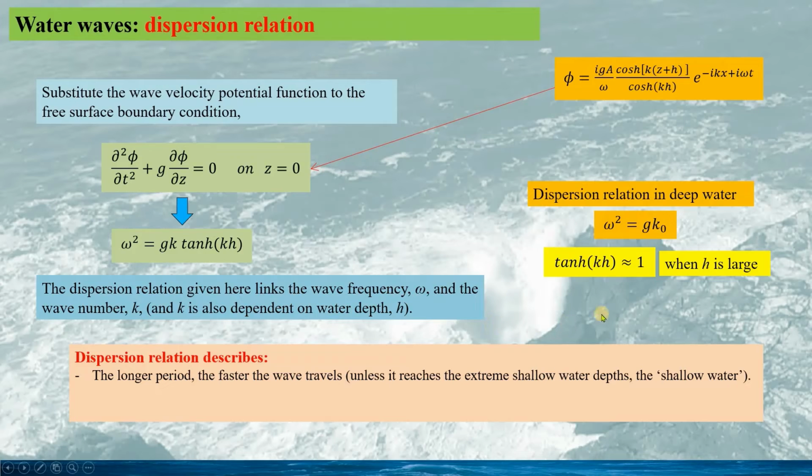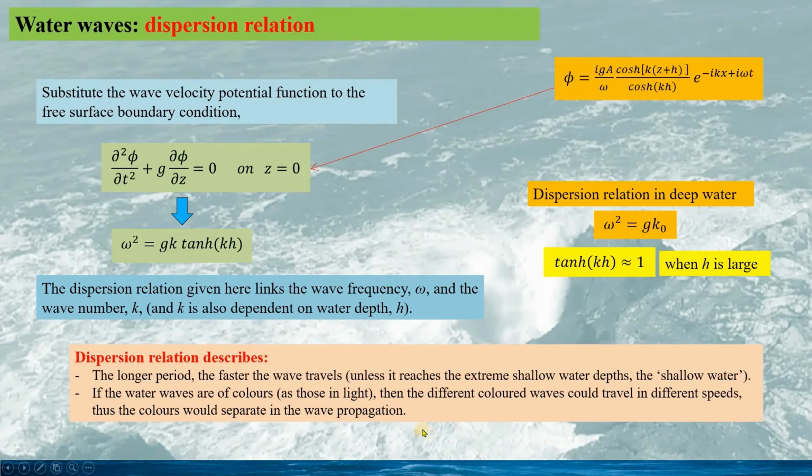From the dispersion relation, we can conclude the longer the period of a wave, the faster the wave travels until it reaches extremely shallow water. If the water waves had colors for different frequencies as those in light, then the different colored waves would travel at different speeds. Therefore, the colors would separate in the wave propagation. This is the physical meaning of dispersion.